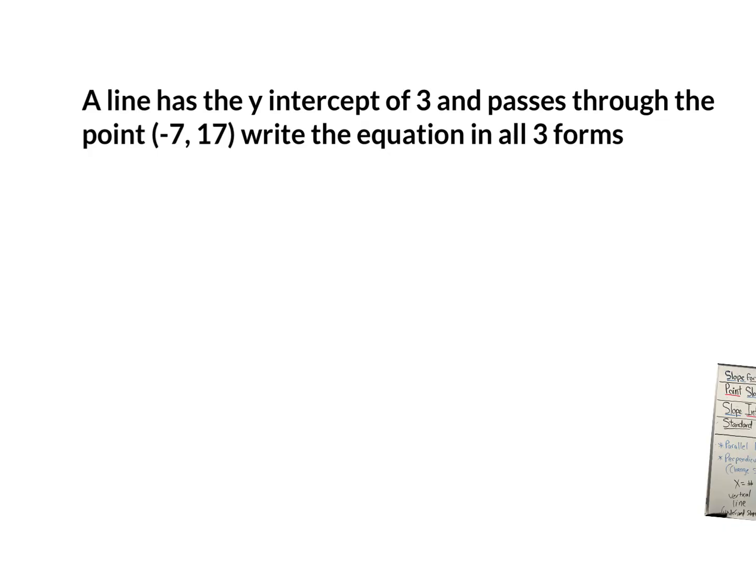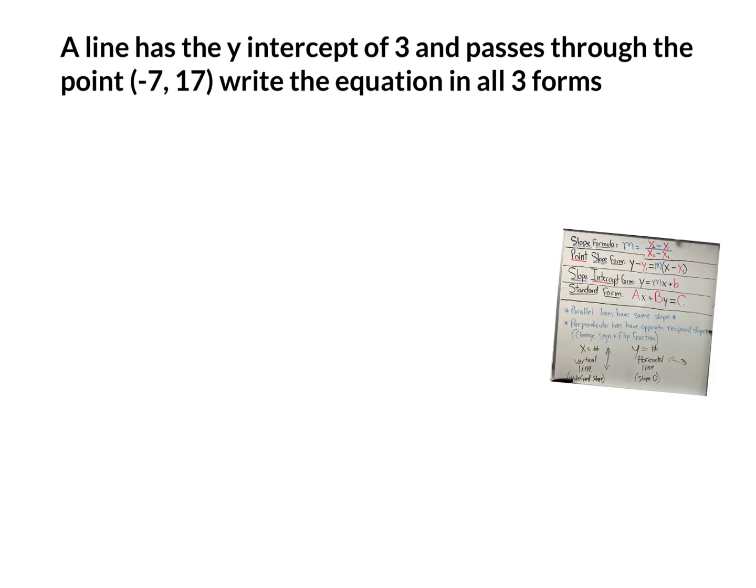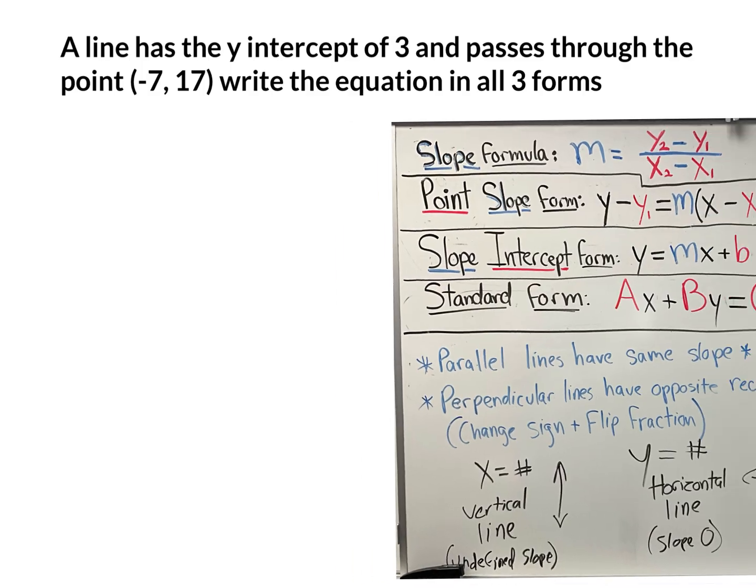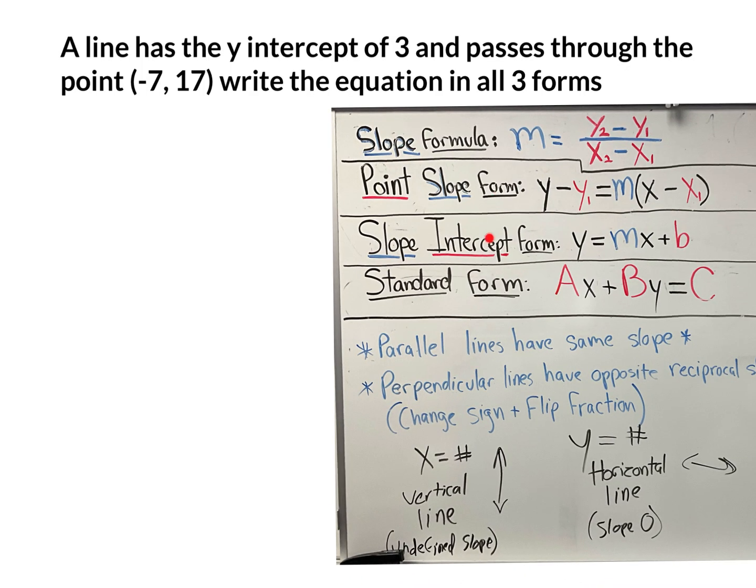Check this one out. It says a line has the y-intercept of 3 and passes through the point -7, 17. Write the equation in all three forms. Well, we have all three forms on the board: point slope form, slope intercept form, and standard form. But how do we begin this thing?